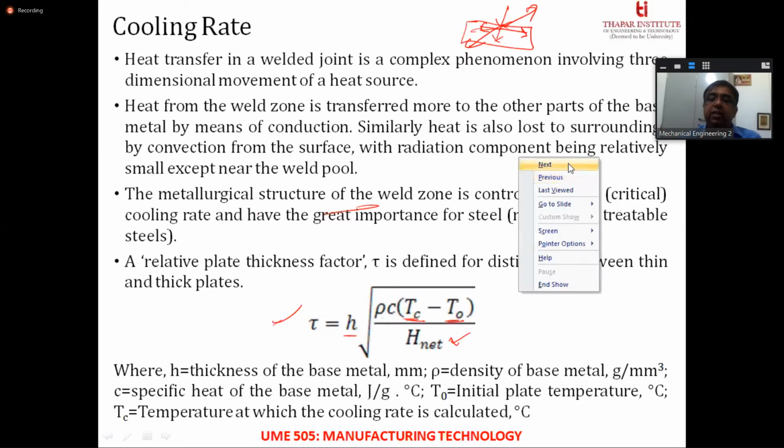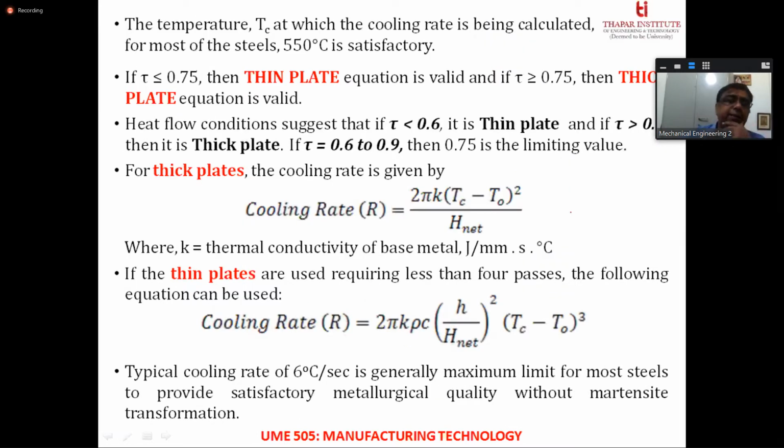So once you have identified the plate thickness coefficient, now for steel, the temperature of 550 degrees centigrade is more than sufficient. Otherwise, the data will be known to you through the data handbooks or given to you. Now, if the value of tau is less than 0.75, then a thin plate equation is taken into consideration. Otherwise, if the value is greater than 0.75, then a thick plate equation is valid. Now this is on the basis of thickness of the plate.